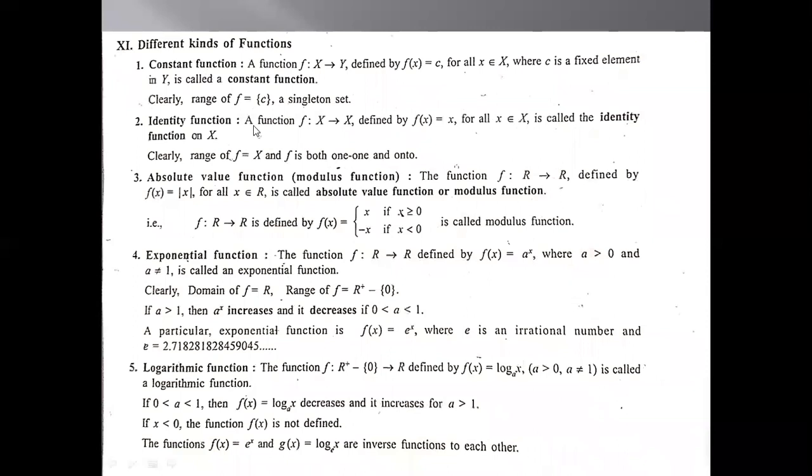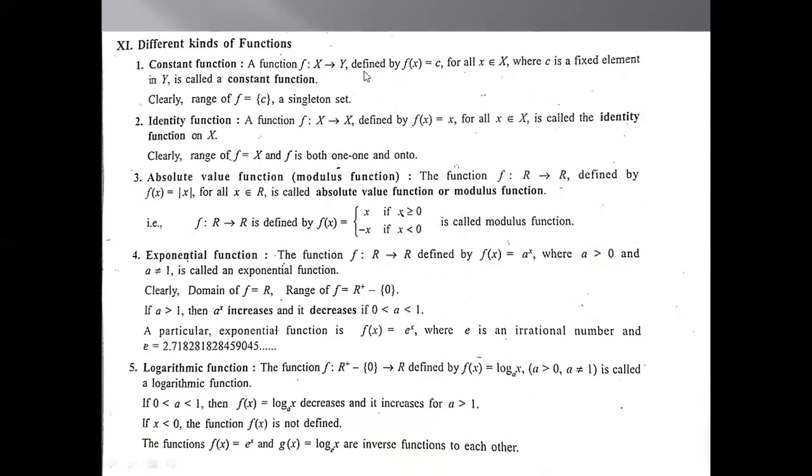First of all, constant function. A function f: X to Y defined by f of x is equal to c for all x belongs to capital X, where c is a fixed element in Y, is called a constant function. So here f of x is equal to c means c is a fixed constant. Already you learnt this in the first year theory syllabus, where you took f of x is equal to k or f of x is equal to c. Here c is a constant number. Any constant number you can take in place of c.